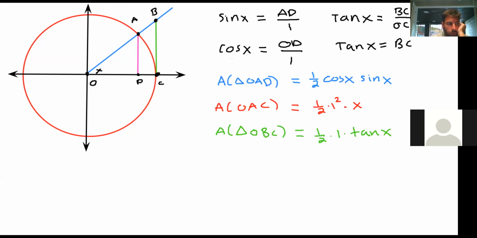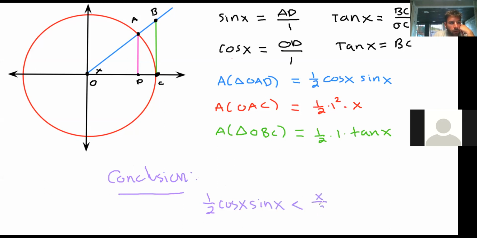And so we can put this all together. And we have a very, very important conclusion. We get that 1/2 cos of x times sine of x is less than x over 2, which is less than 1/2 the tangent of x.